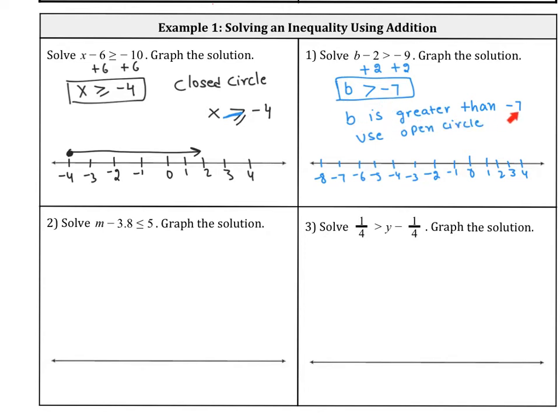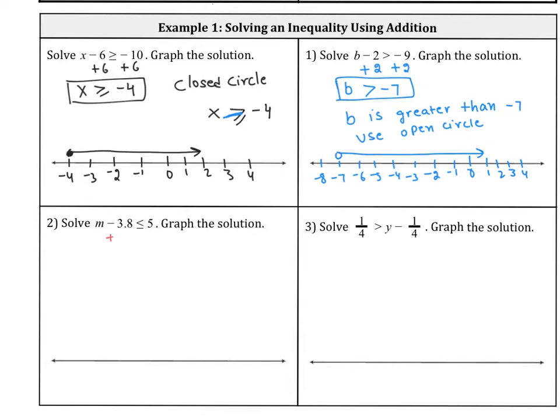B greater than negative 7 means that you're going to use an open circle. Notice that I have more negative numbers than positive numbers, because I have to get to negative 7. So here I'm going to use an open circle, and I'm going to go to the greater side, so it's going to go in this direction. That's the complete graph of b greater than negative 7. Remember, if it has an equal sign underneath, then you're using a closed circle. If it's just greater than or less than, then you're going to use an open circle.